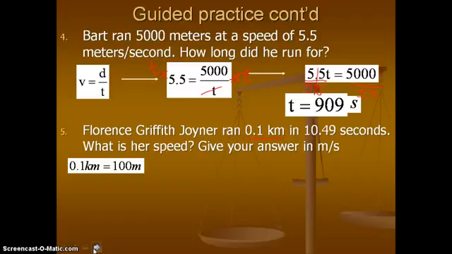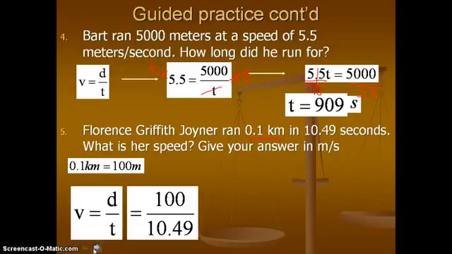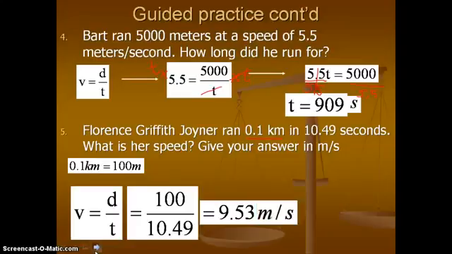So now let's write out our formula. V equals d over t. So we'll have 100 over 10.49. So remember, we need to use the thing we converted to here. And we end up with 9.53. Are we done this problem? No, we are not. We need to put in units, and the units are meters per second.